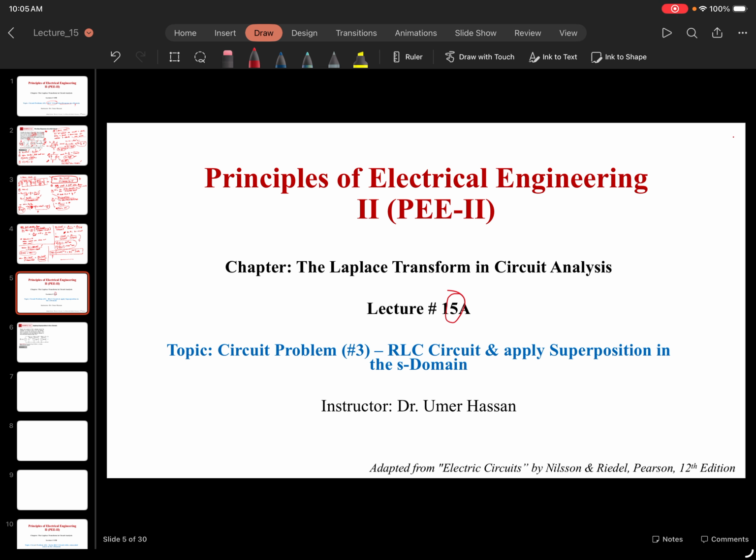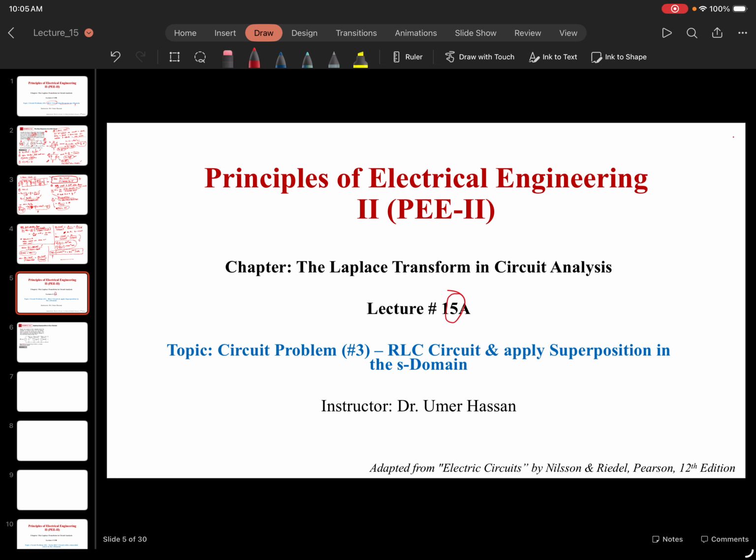So in this lecture, we're going to continue with the example problems. We did at least two or three of them in the last lecture, and we're going to do around three of them in this lecture today as well. Okay, so let's get started. In the last lecture we did some RC, RLC, RL circuit problems in the S domain.